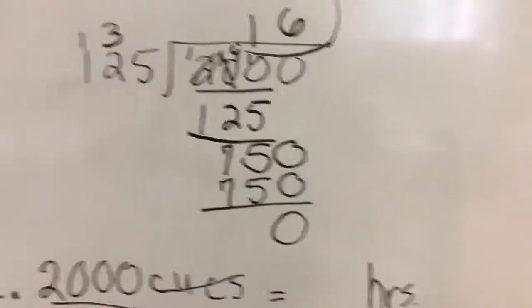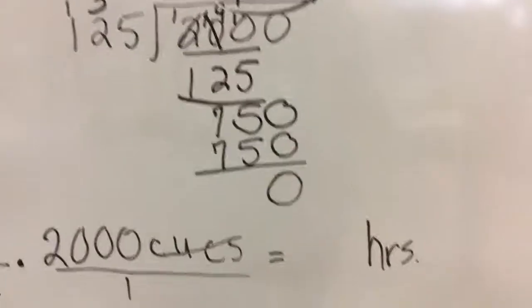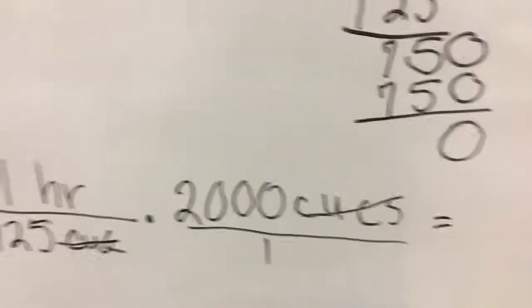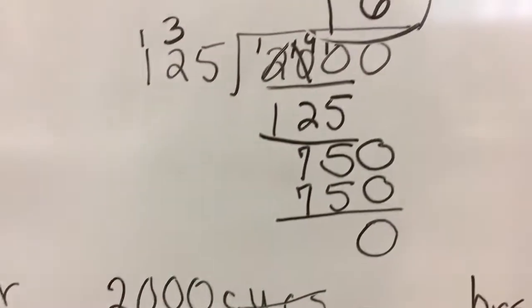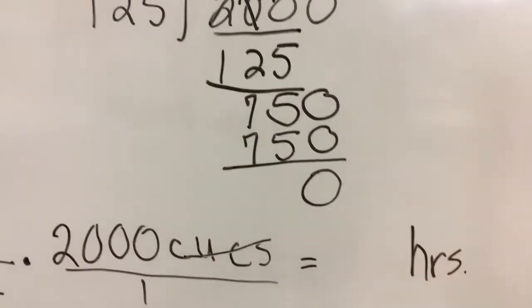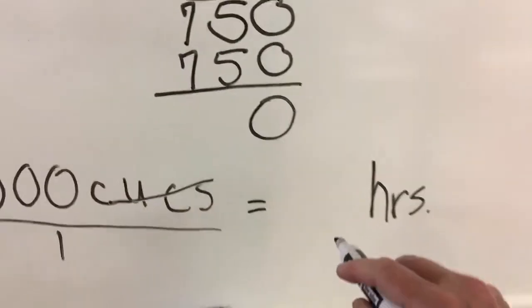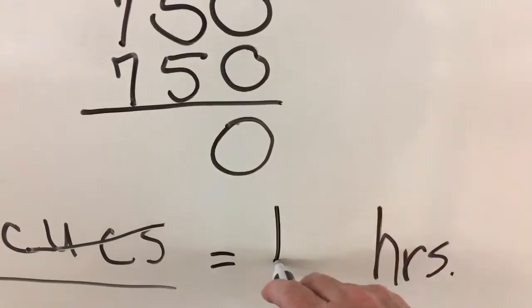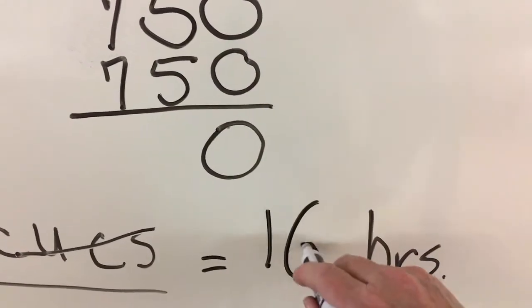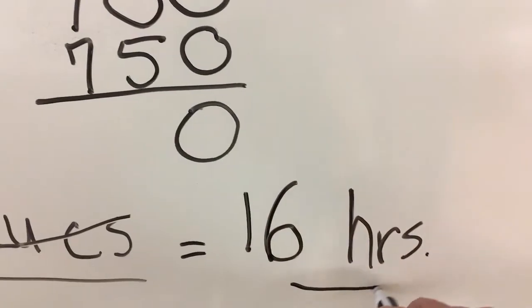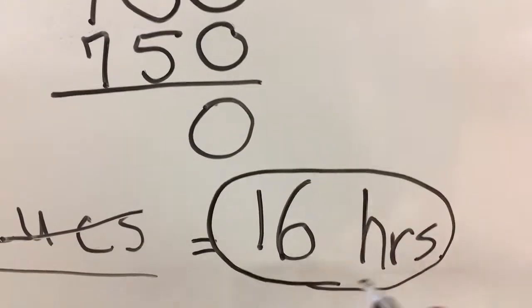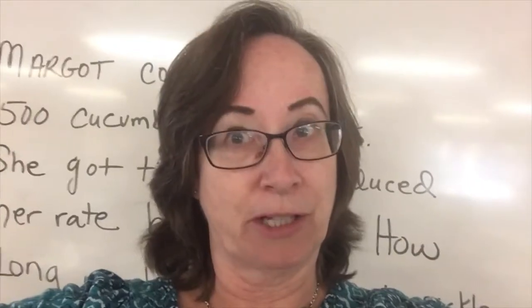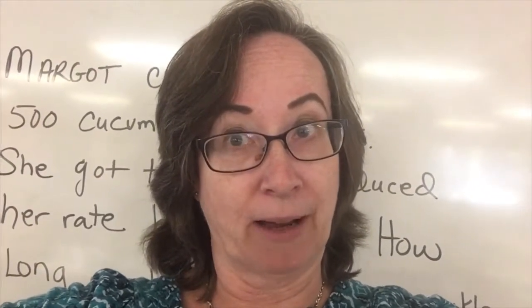16 hours to pickle. So right down here, we had our 1 over 125 times 2,000. We went up there, did the math, and there is our 16 hours right here. 16 hours is a long time to stand pickling cucumbers. And I'm sure that you're feeling a little pickled right now too.